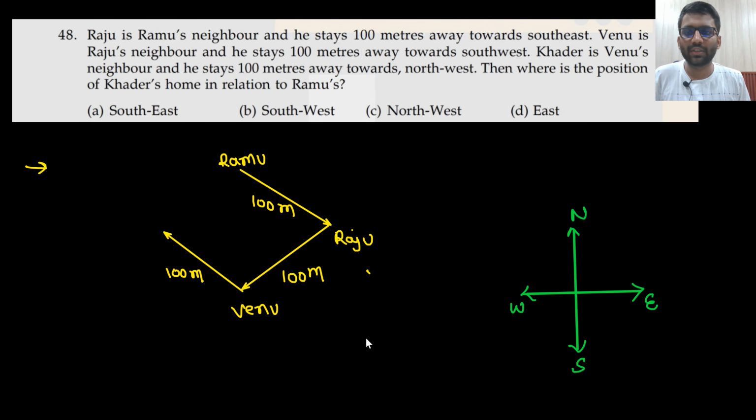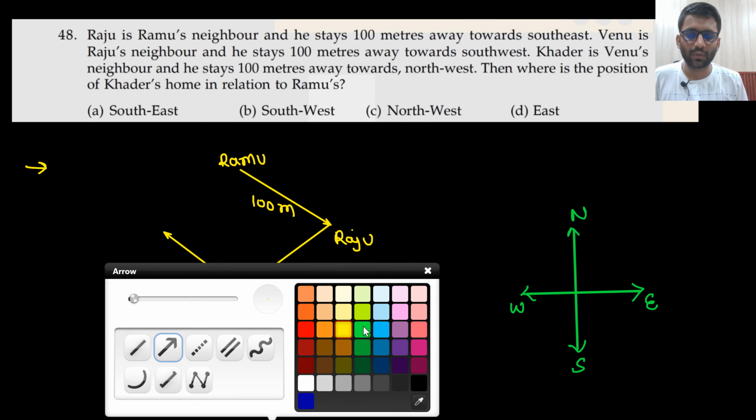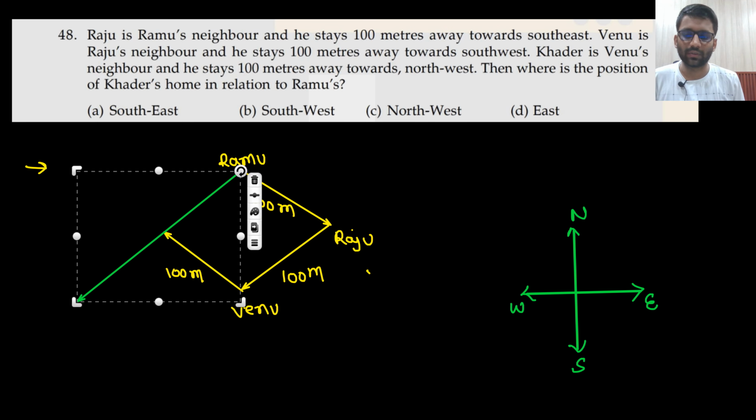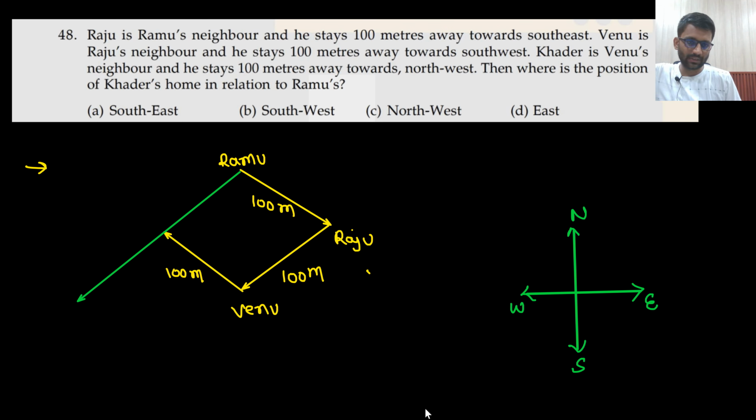Then where is the position of Khader's home in relation to Ramu's? With respect to Ramu, what is the location of Khader's home? So this direction, that means this is southwest. In this direction, if you draw the arrow, this will be southwest.